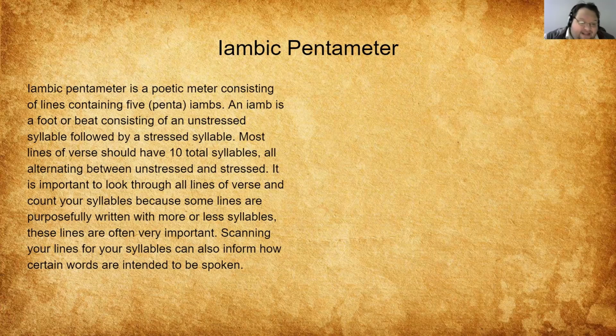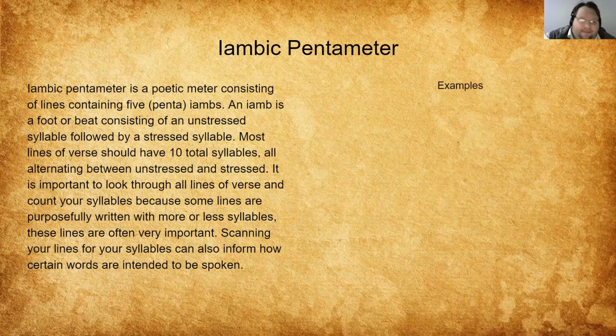Scanning your lines for syllables can also inform how you're going to say certain words, and we're going to look at that in a couple of these examples. But yes, when Shakespeare wrote in verse, he most commonly wrote in iambic pentameter. So it's going to be da da da da da da da da da da. Unstressed, stressed, unstressed, stressed. And again, there's usually going to be five sets of iambs, or just 10 syllables total.